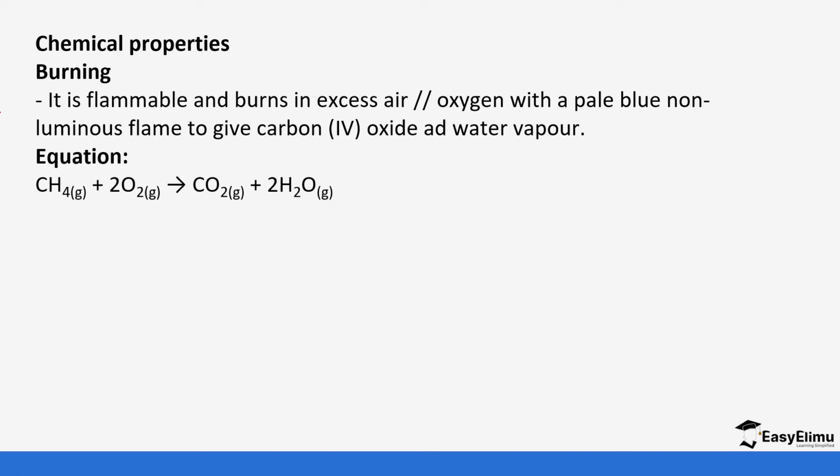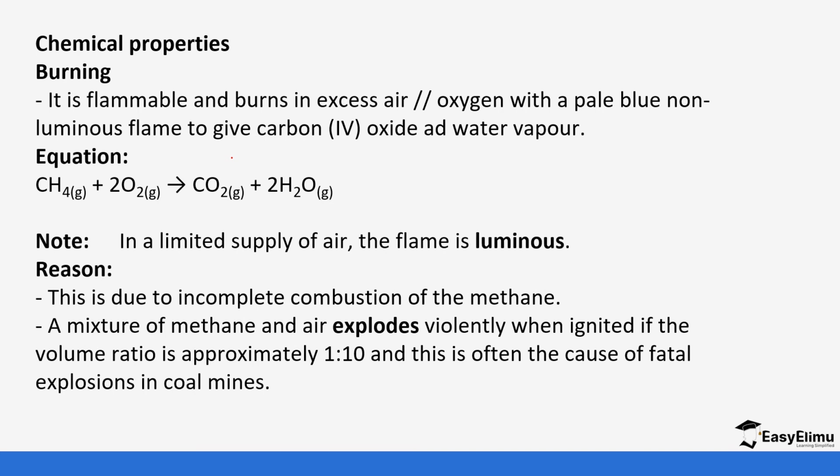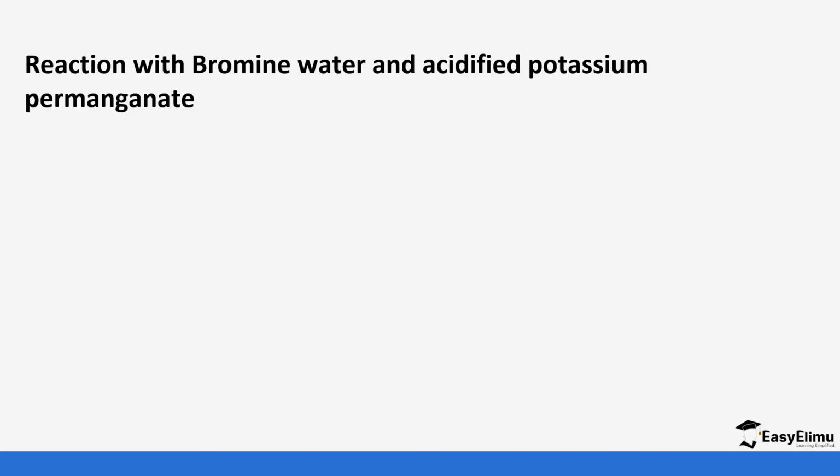So this is the equation, for example, for burning methane in oxygen to form carbon dioxide and water. In a limited supply of air, it usually forms a luminous flame because it doesn't burn completely. This is due to the incomplete combustion of methane. A mixture of methane and air explodes violently when ignited if the volume ratio is approximately 1:10, and this often causes fatal explosion in coal mines.